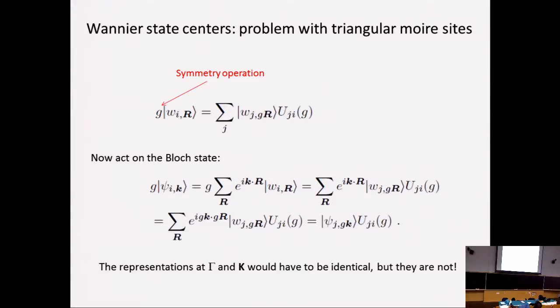But we already know from the analysis of the band structure and the corresponding Bloch states that these representations are not identical. At the gamma point, you have two two-dimensional representations, and at the K point, you have one two-dimensional representation and two one-dimensional representations, which means that you cannot have the Wannier centers at the triangle moire sites. A similar, although not the same argument, was provided in these two previous papers, one by Senthil and Ashvin Vishwanath collaboration, and the other one by Liang Fu and collaborator.